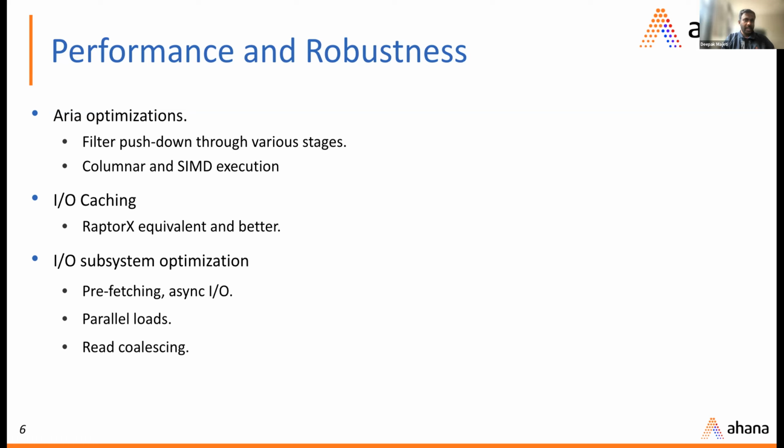And the IO subsystem optimizations as well are important. I don't know exactly what Java supports, but on the C++ side, we have prefetching and asynchronous IO. We do parallel loads to some extent, but I think we can improve on that. And we also have this important read coalescing, where if we know two reads are close by, we can do one read and get away with two calls. This is especially important for cloud storage, where you pay a cost for each API call, like a GET request, for instance. So this helps a lot in reducing the cost when you coalesce these reads. Any questions on the IO caching and the IO subsystem optimizations?